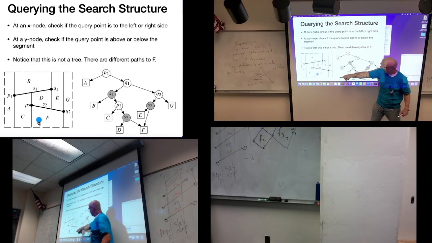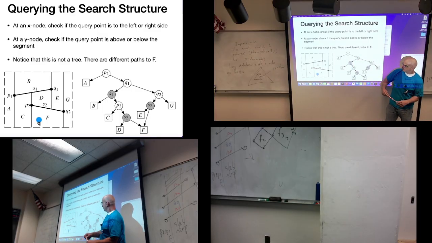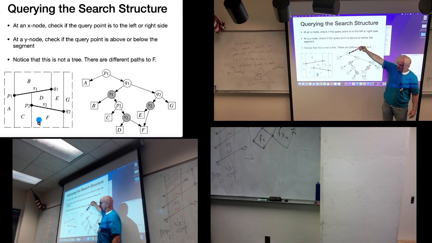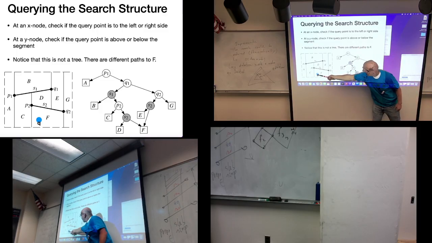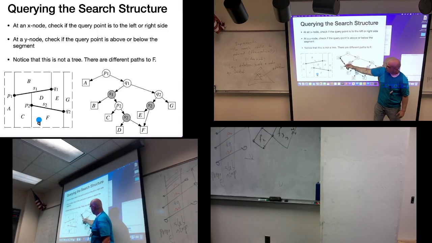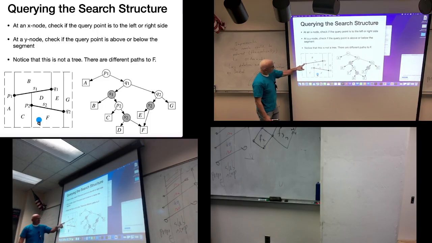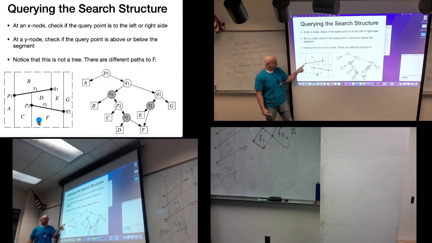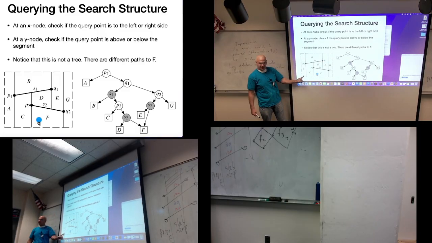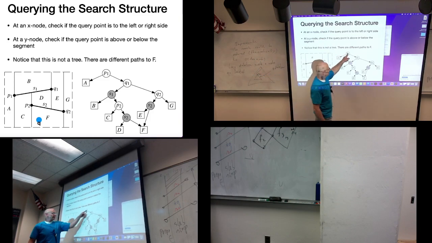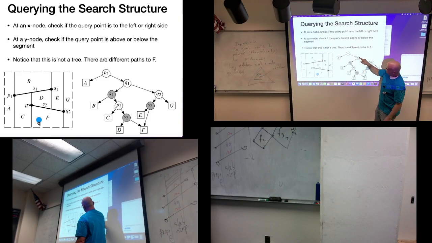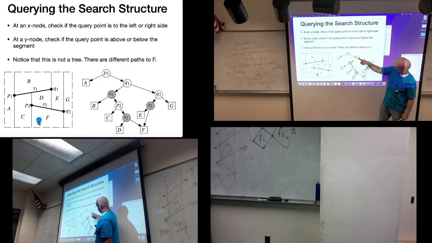Let's think about the search query from Q. Let's work on it together. X node or Y node? X node, shaded. Q is over here. To the left of P1 or to the right of P1? To the right. If we were on the left of P1, we would end up in A, as it should be. That's the only trapezoid that is to the left of P1. We are on the right of P1, so going over here.